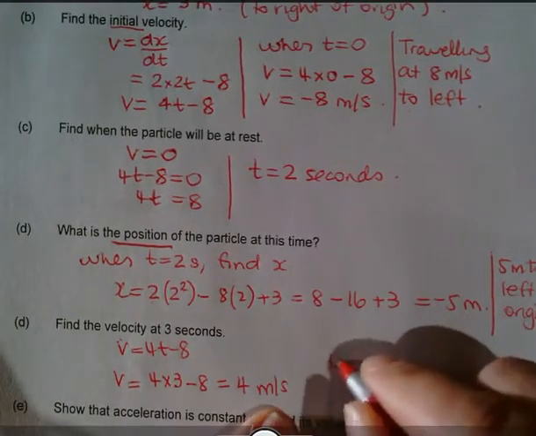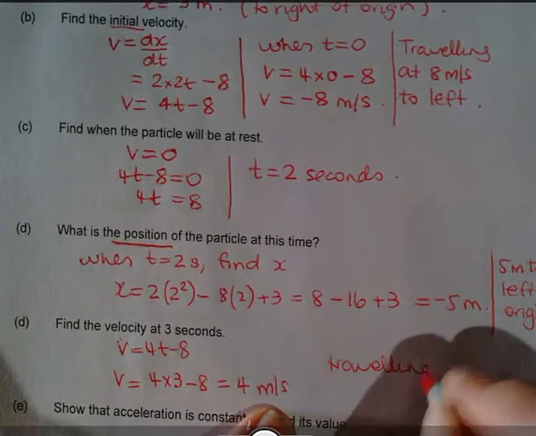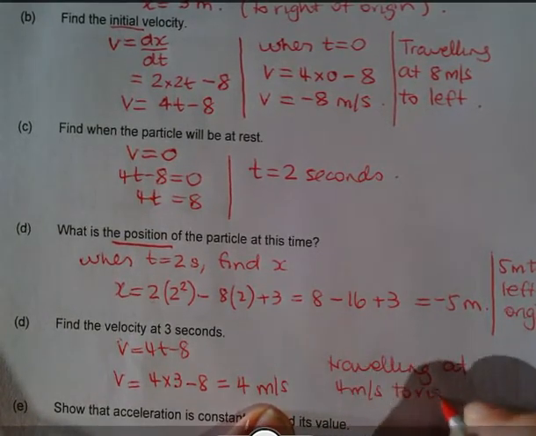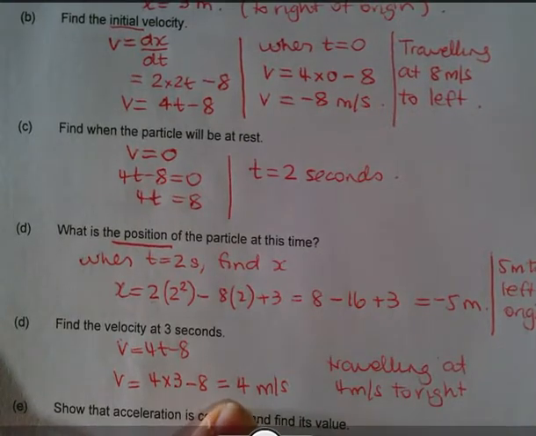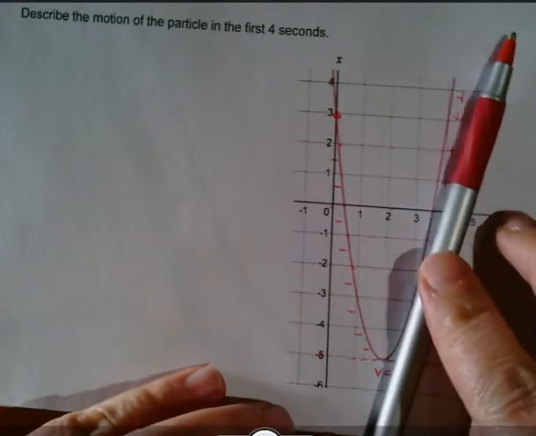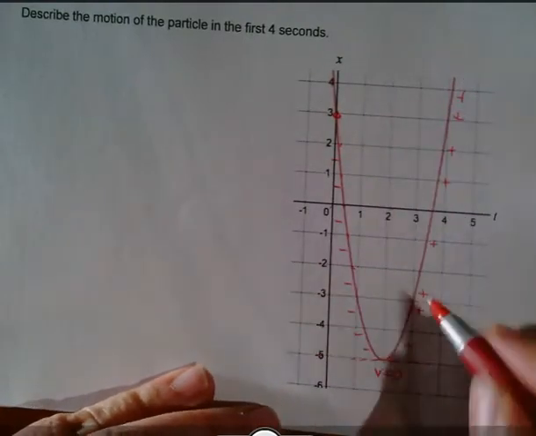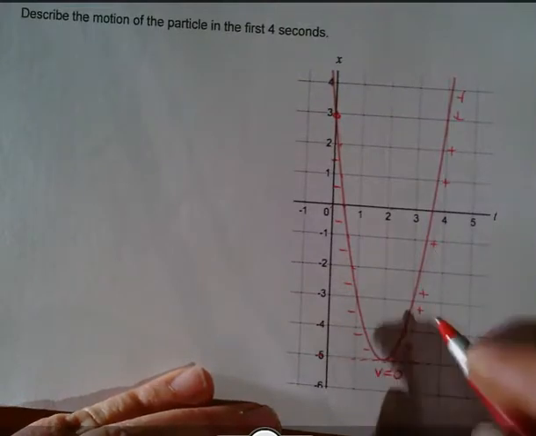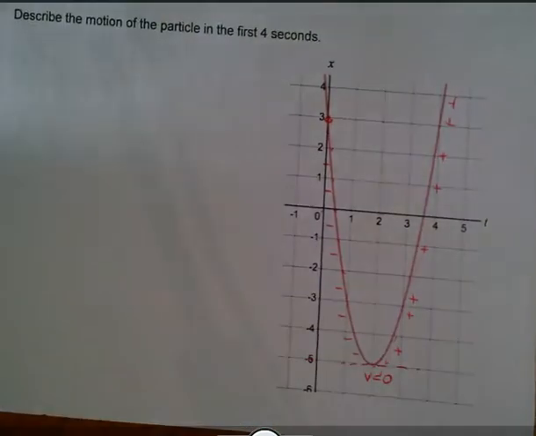Now that means that because it's a positive answer, you're traveling at 4 meters per second to the right, because it's positive velocity. So let's have a look at 3 seconds here. The gradient of our curve is positive. If I actually try to work out that gradient, it would be 4, okay?